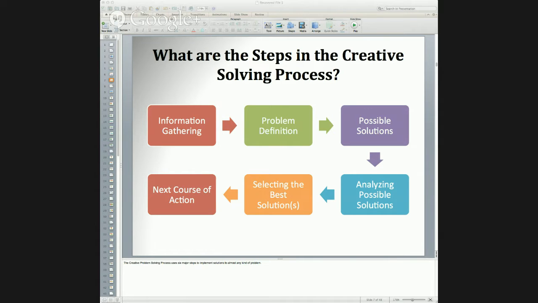So what you're going to do is, in number 3, you will generate the possible solutions using different tools. Then you analyze the possible solutions, or determine the effectiveness, which one is the most effective solution, which one will benefit you the most and help you solve your problem. After that, you will select. First you analyze, and then you select the best solution or solutions. Last but not least, planning the next course of action, the next steps, or implementing the solutions.